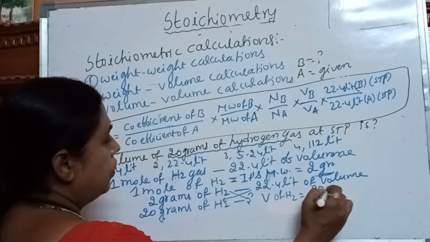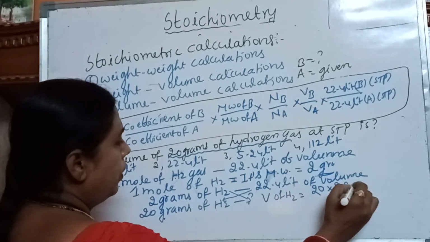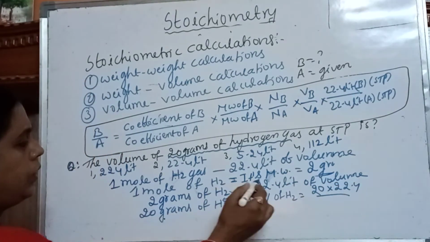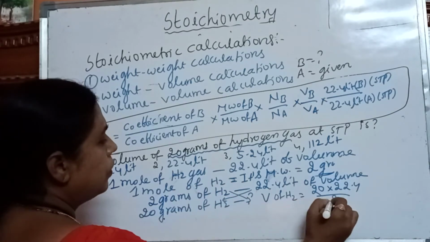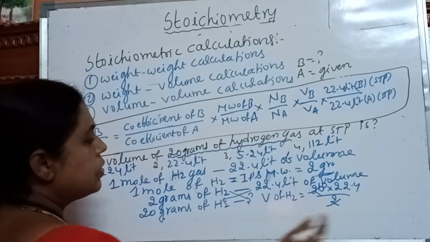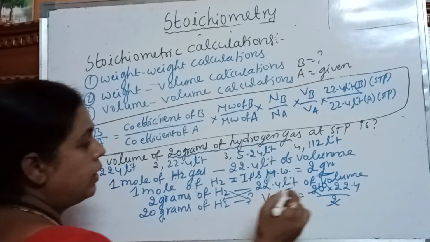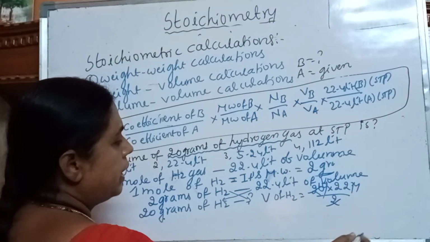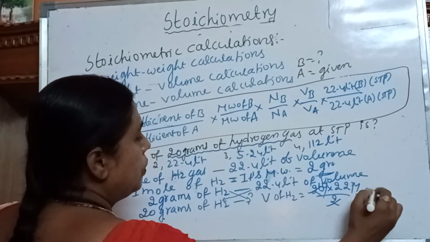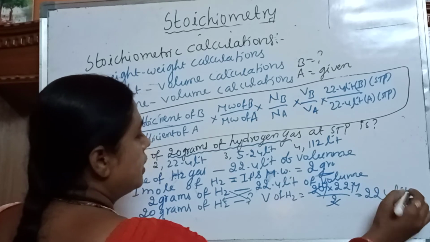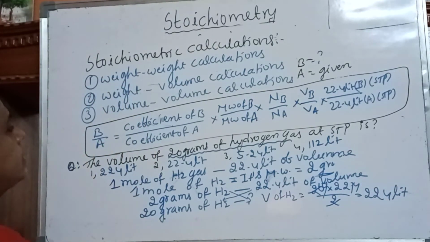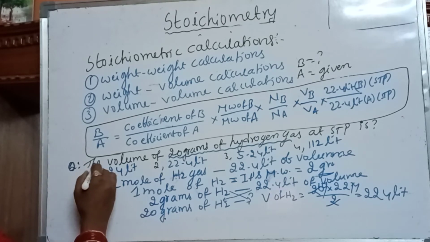20 into 22.4 by 2. 2 tens are 20. So 10 into 22.4 means here this 0 and this point get cancelled. So how much do we get here? 224 liters. 224 liters. See in the options, which one is correct? The first one. So the first one is 224 liters.